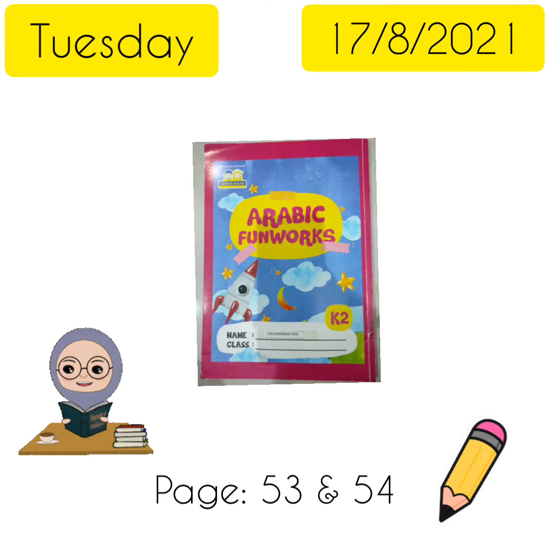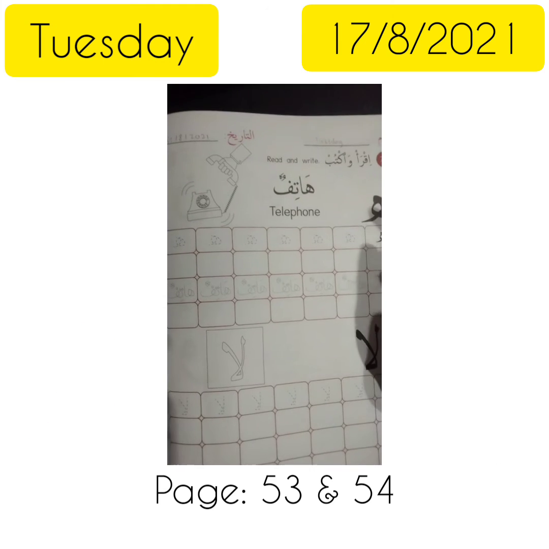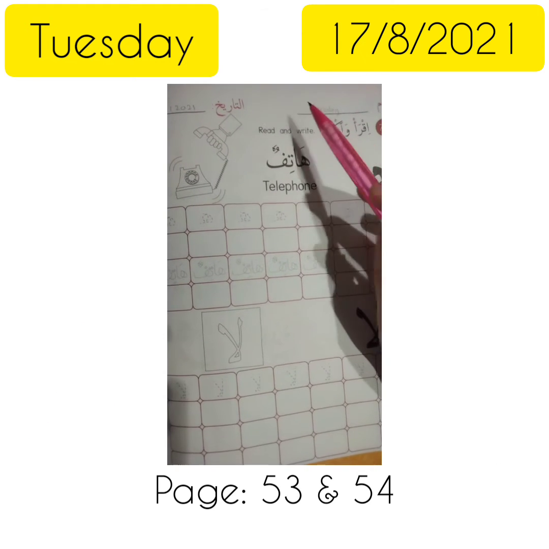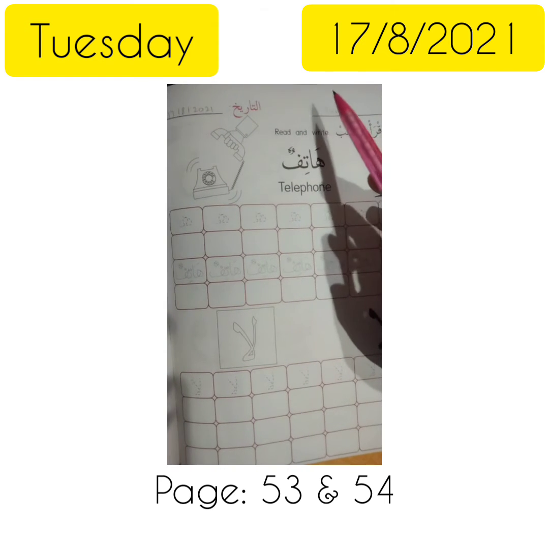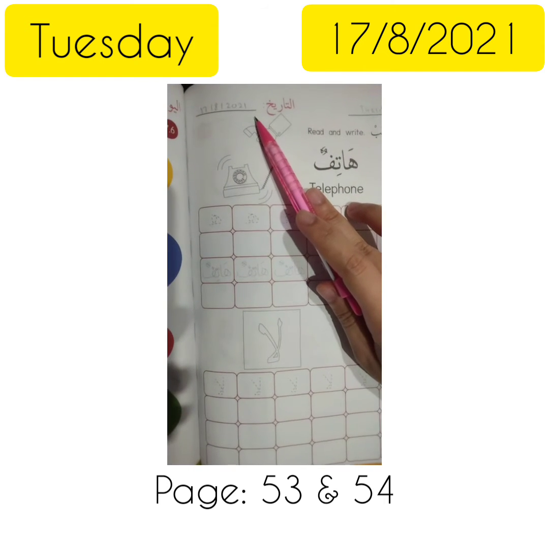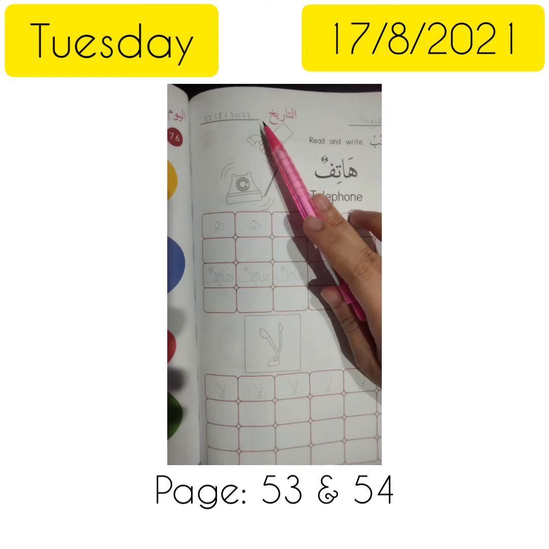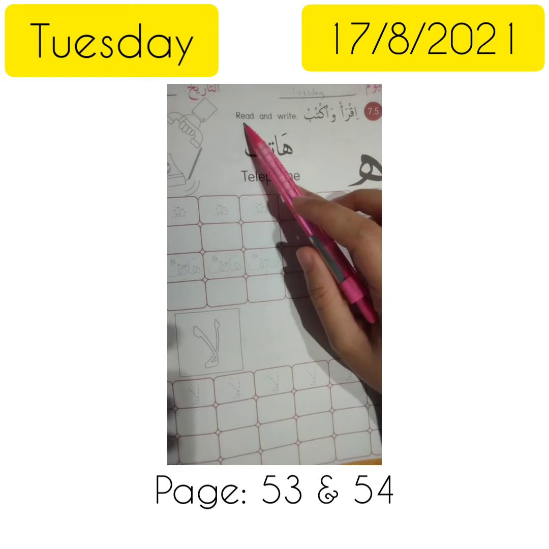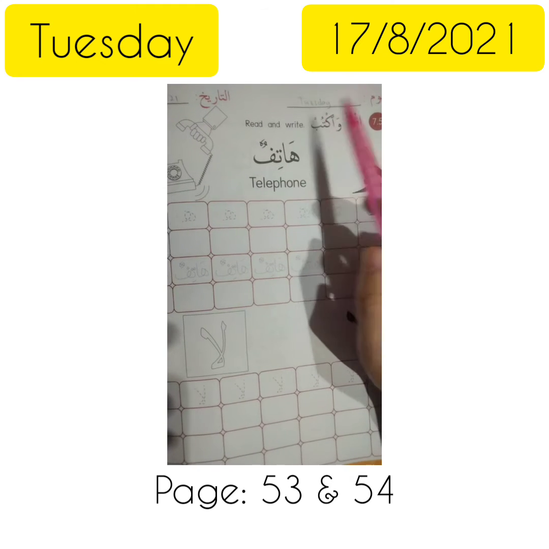For today, please complete the exercise on page 53 until 54. Okay, the first thing you must write day and date. Okay, today is Tuesday. Date 17 August 2021. Iqra waktub. Read and write.